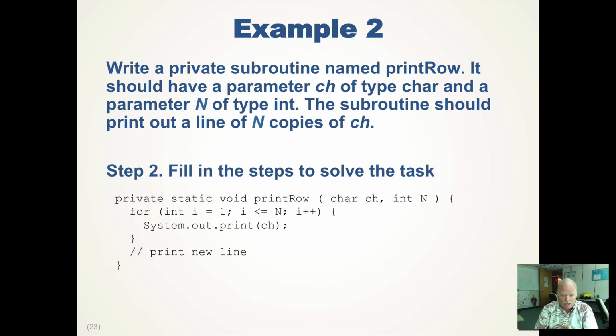We System.out.print, not println, excuse me, the character. So we're going to print the character n times. And then we need to print out a new line, System.out.println. So this subroutine will print a row of the character n times, and then hit a new line. So we've defined the subroutine, we filled in the definition, and then we filled in the body.